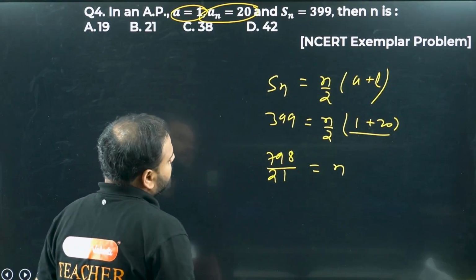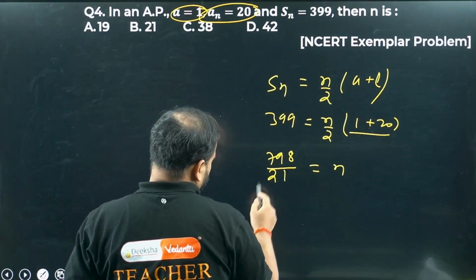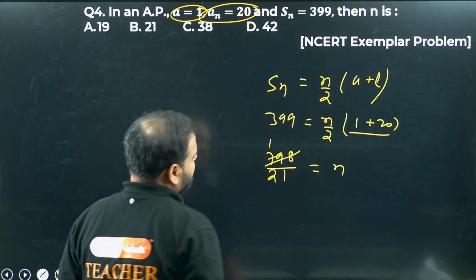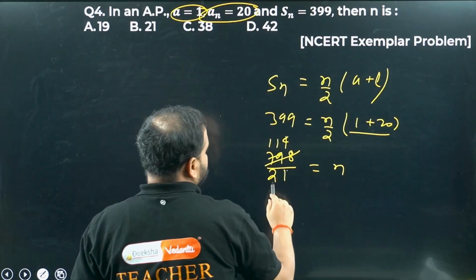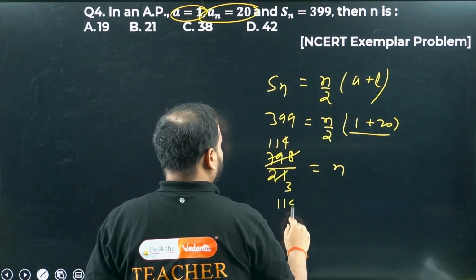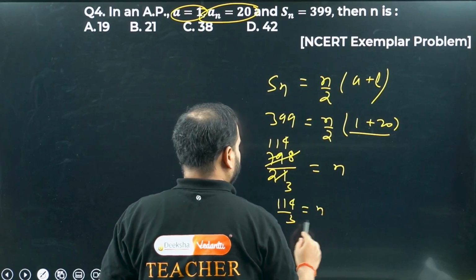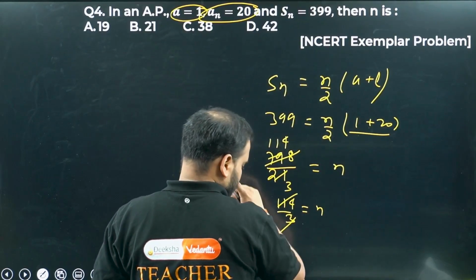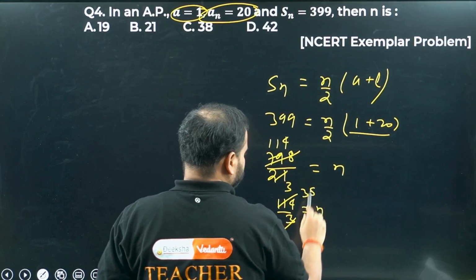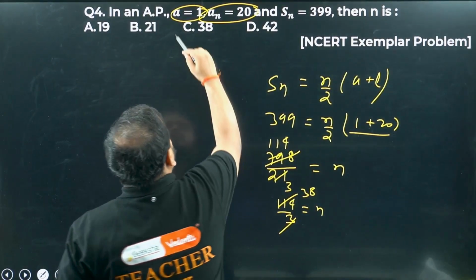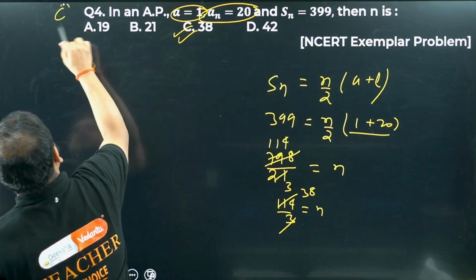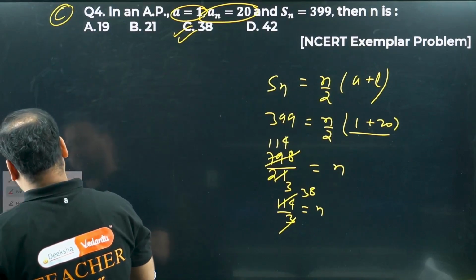Okay. So I can do here 7. 7 1s are 7 and 7 14s are 98. 7 3s are 21. So 114 by 3 equals n. 3 times what? 38. 3 3s are 9 and 3 is 24. So 38. N is 38. Option number C is the correct answer.